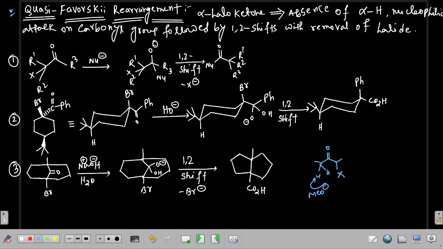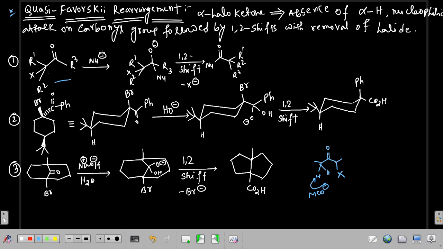But in the case of quasi-Favorskii rearrangement, there will be no alpha hydrogen. You see this compound is an alpha halo carbonyl group, but there is no alpha hydrogen. This is an alkyl group, so it undergoes a 1,2 shift of this alkyl group from here to here, and it leads to the removal of this halide ion. So how it will happen, now we'll see.